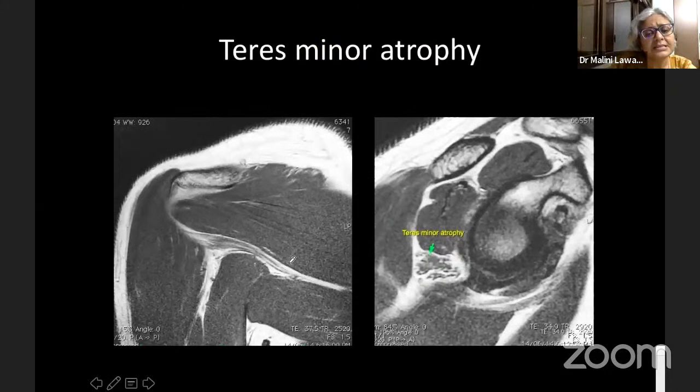We very often see teres minor muscle atrophy. You can see this here. This is the teres minor muscle. This is infraspinatus. This is teres minor here. Here again, you can see infraspinatus, supraspinatus, subscapularis, and this is teres minor. And these patients are usually asymptomatic. So it's something we see all the time, but may not exactly be clinically significant.